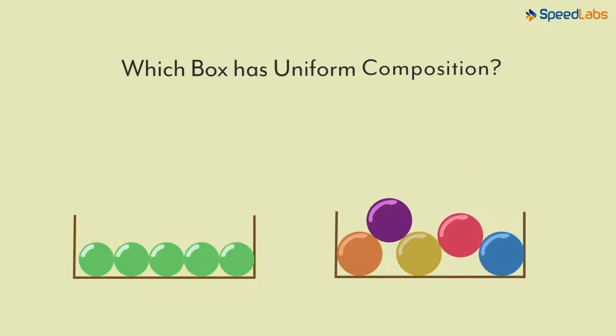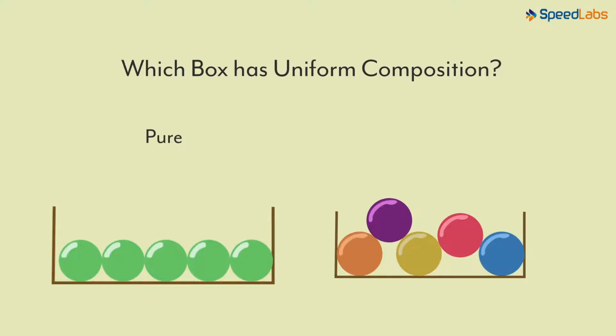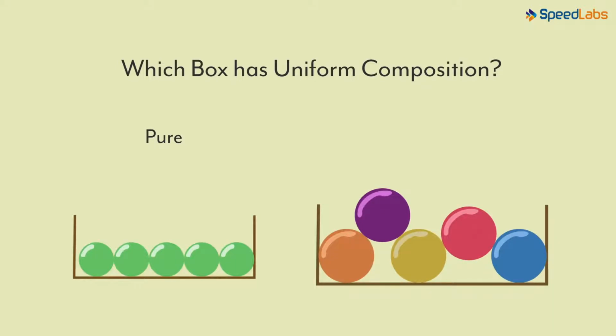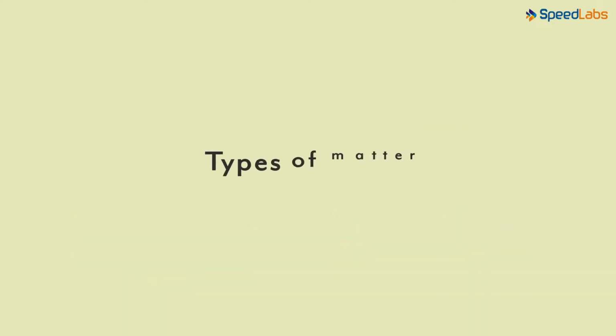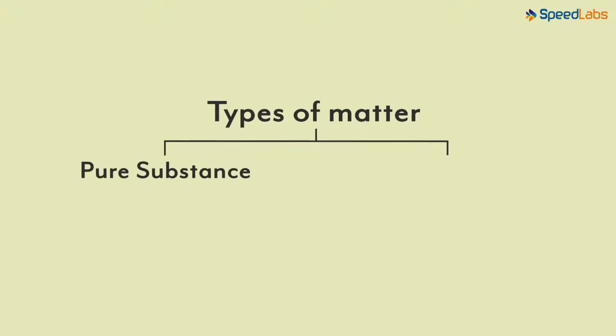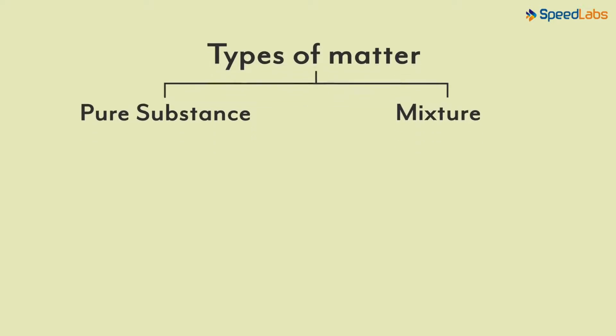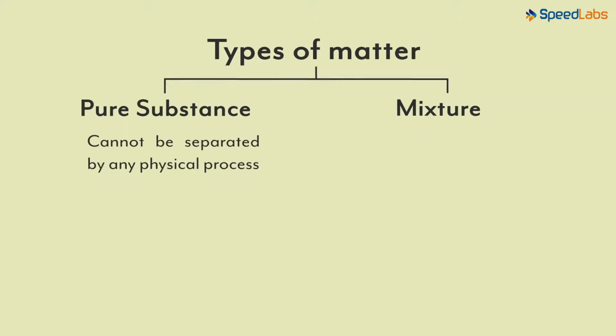Which of the two boxes has a uniform composition? The first box has a pure composition because all the marbles in this box are similar. What about the other box? This box has a mixture of different types of marbles. Therefore, this box does not have a uniform composition. So what are the two types of matter? Well, one is called a substance while the other is called a mixture. A substance cannot be separated into other kinds of matter by any physical process.